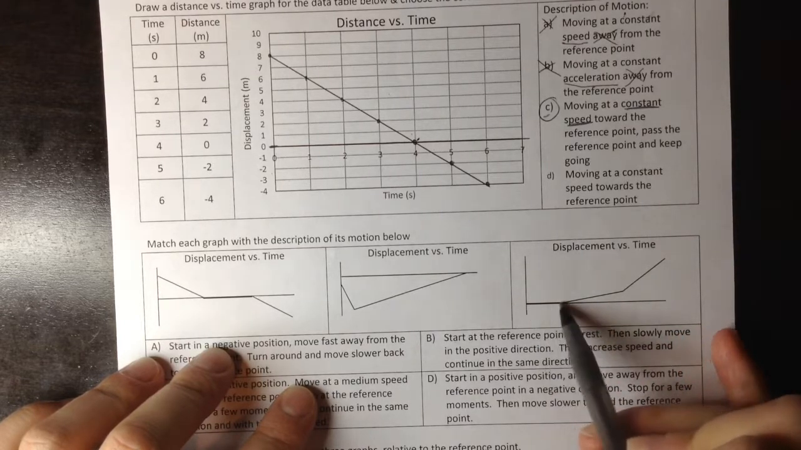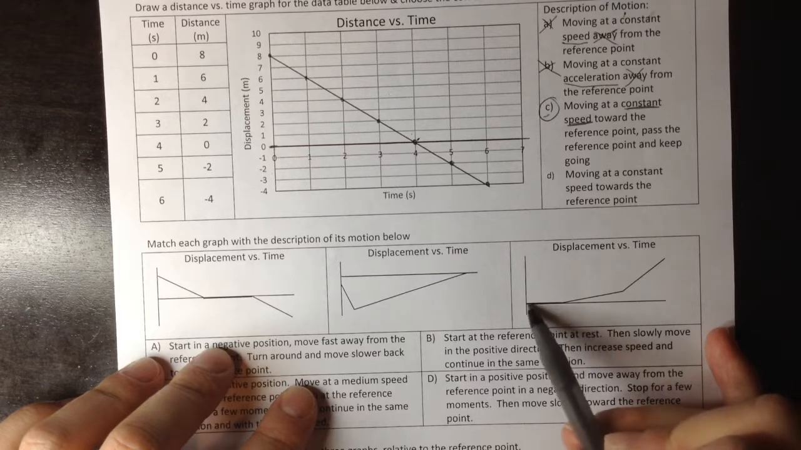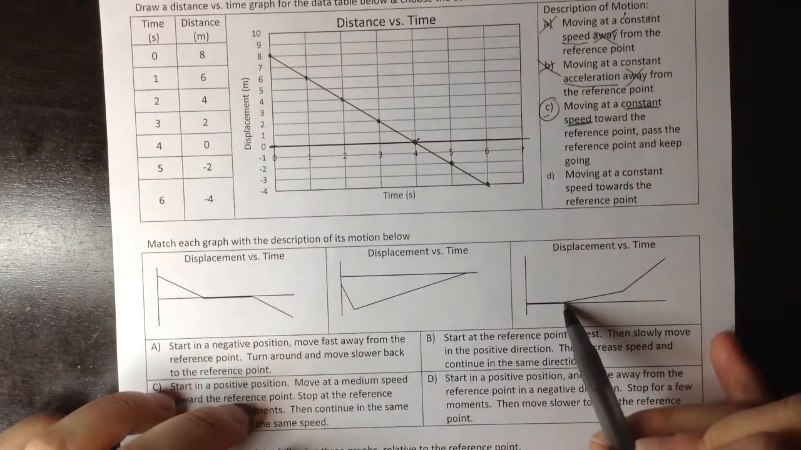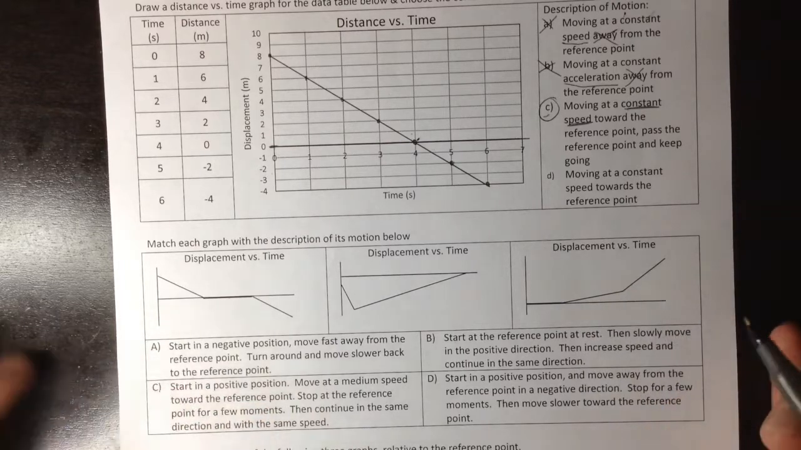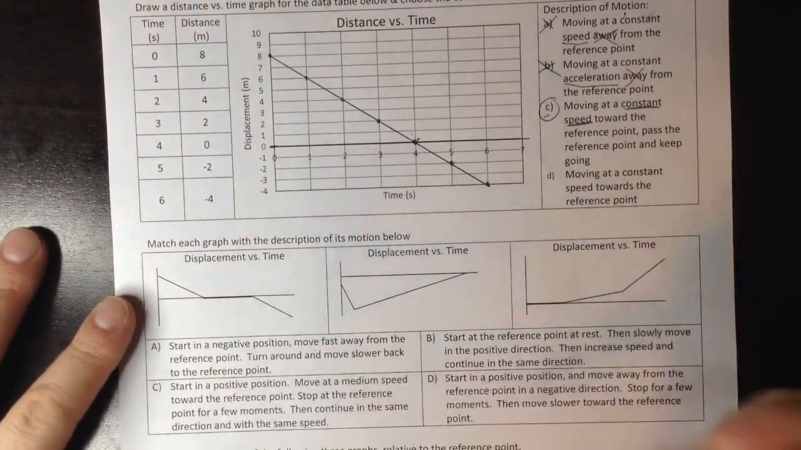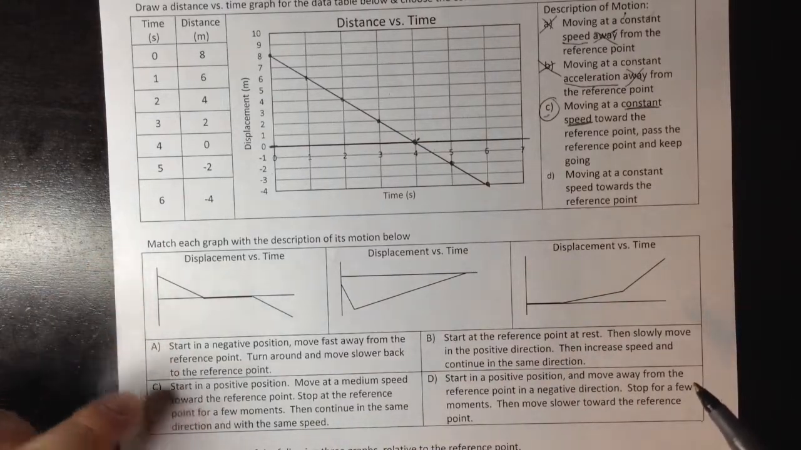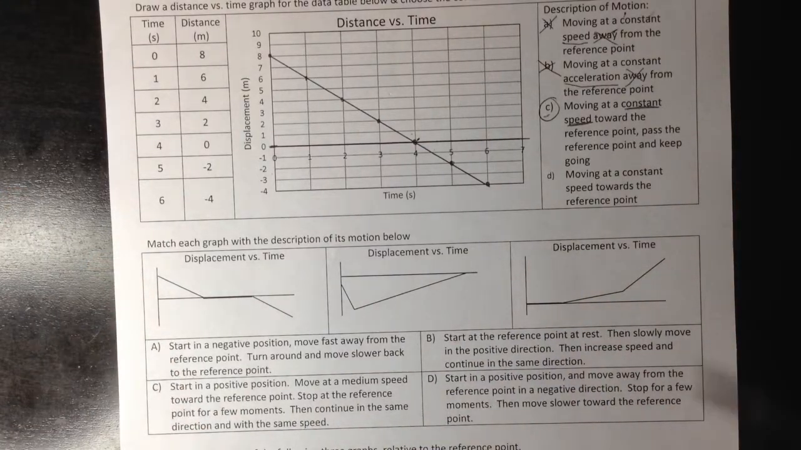Remember, horizontal means a constant position, or not changing position, which means at rest. And then it's very slow speed, and then we got a slightly faster speed. So match them. We have 3 graphs, and we've got 4 descriptions, so you need to match and figure out which ones are which. Okay.